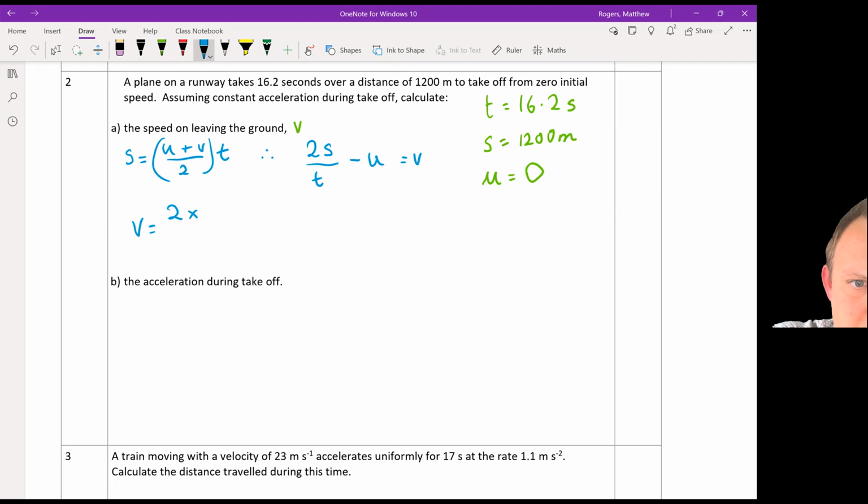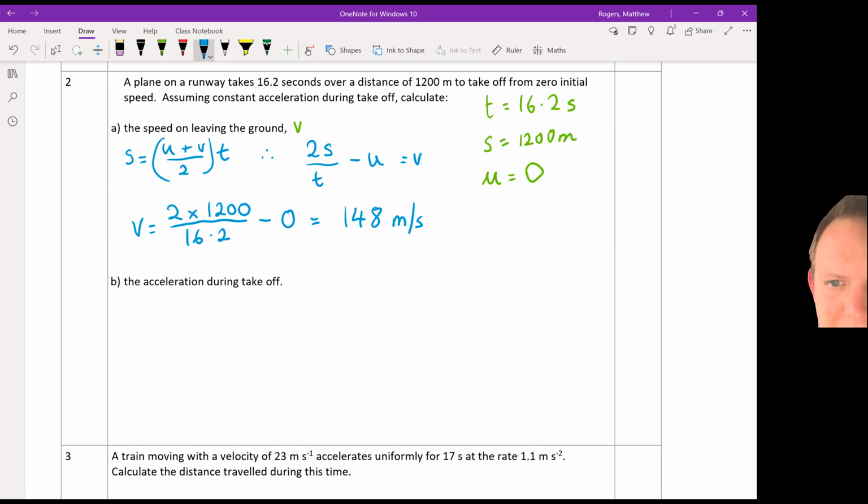2 times 1,200 over 16.2 minus 0. When we do that, I think we get an answer of 148 meters per second. Part B, the acceleration during the takeoff.